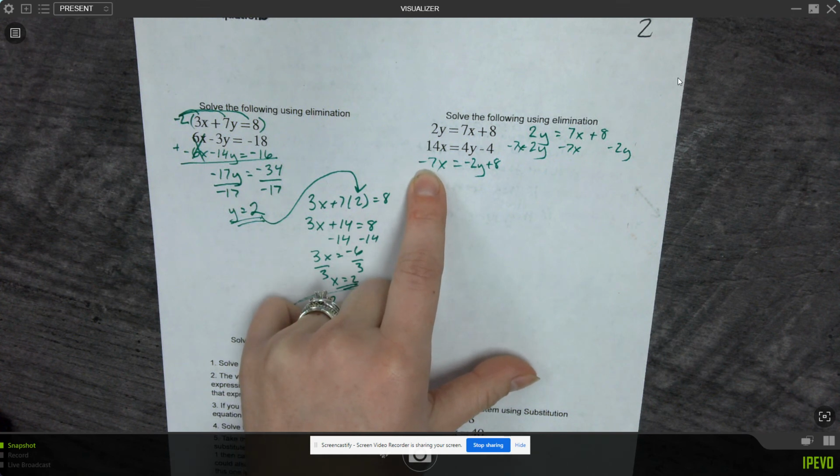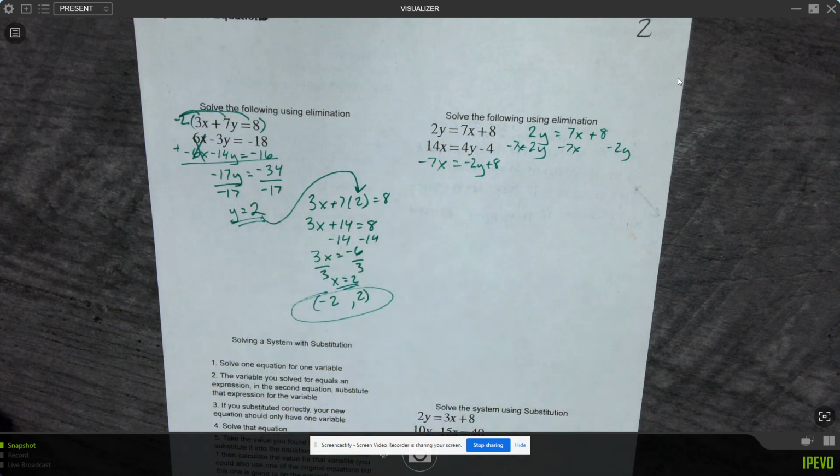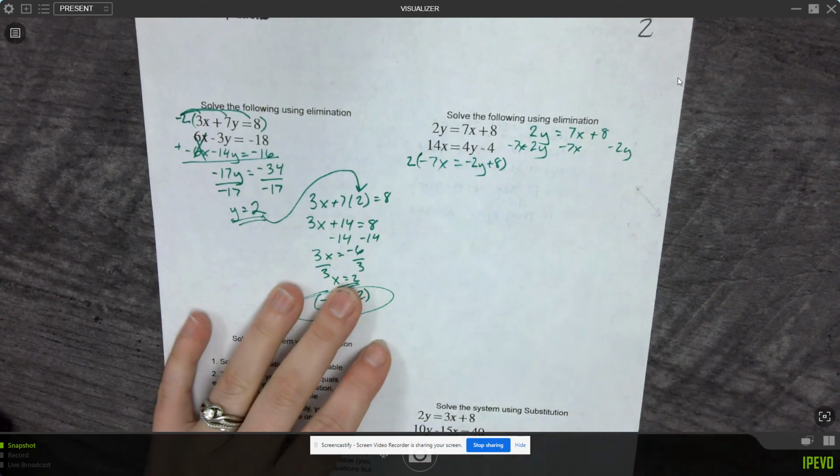That can work. If you didn't notice that, I've said before, you can multiply this top one by 7 and the bottom one by 14. There are lots of numbers you could multiply by, and it's going to make it work out, okay? So as long as you create opposites. So I'm going to go with the route of I can multiply the bottom equation by 2.